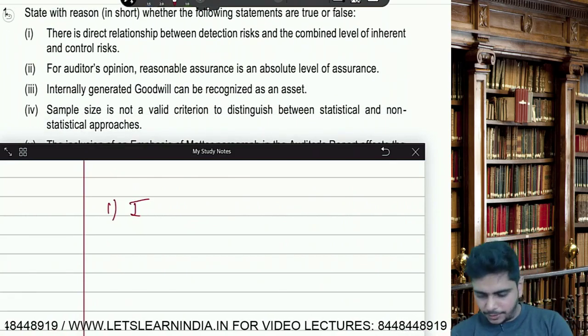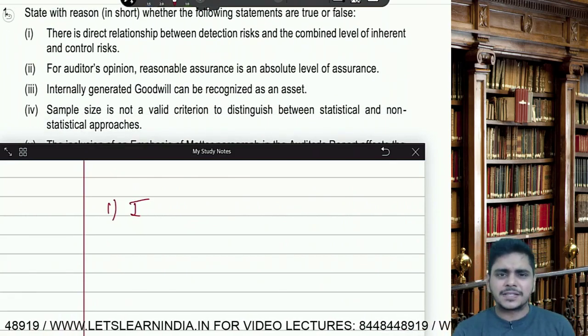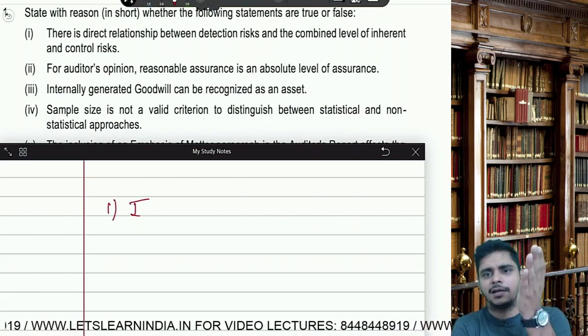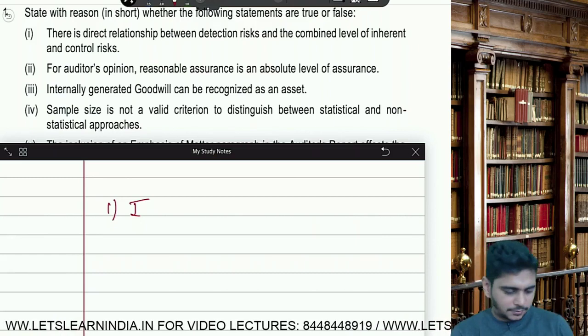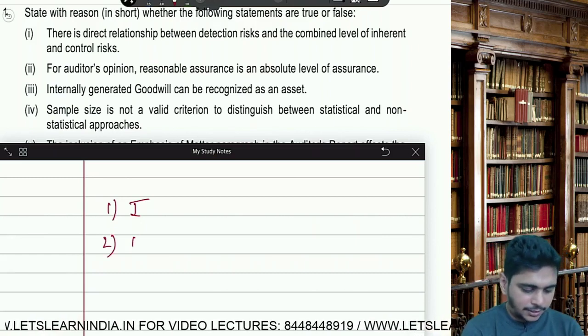For auditor's opinion, reasonable assurance is an absolute level of assurance. It is less than absolute level of assurance. We cannot ever obtain absolute level. Incorrect.